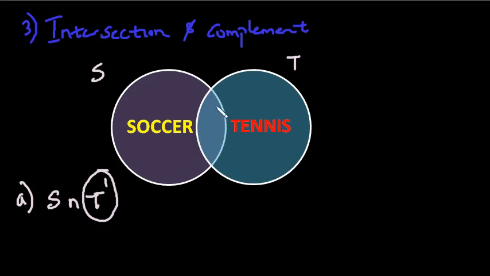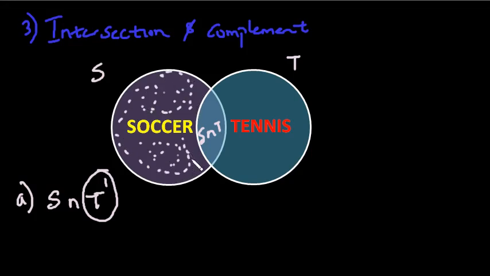Now, this region is our S intersection T, what's common to the two of them. Everyone that plays soccer is included, expressed with this shape. Every person that plays soccer but does not play tennis will obviously be in this region. And that's the meaning of T complement, which means something present in our universal set but not in T. And that would be in this region, because we are saying the intersection of S with T complement. So this region is our S intersection T complement.